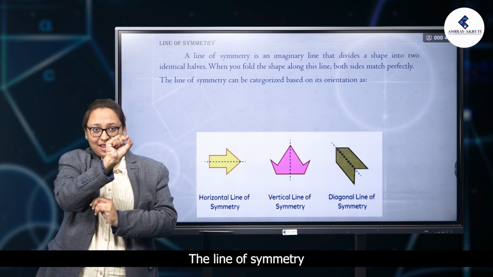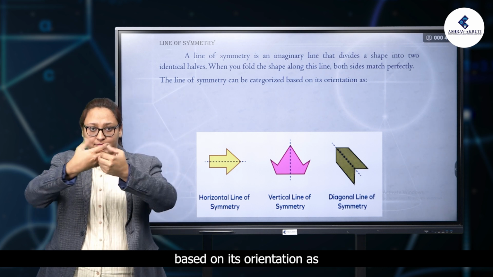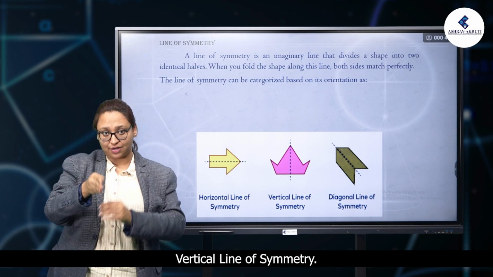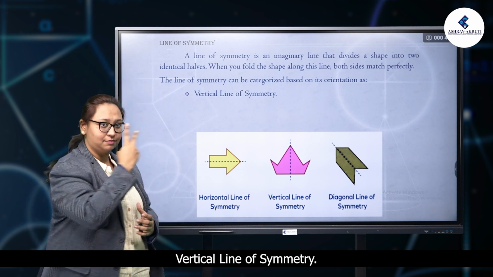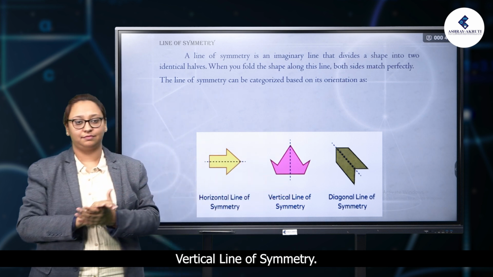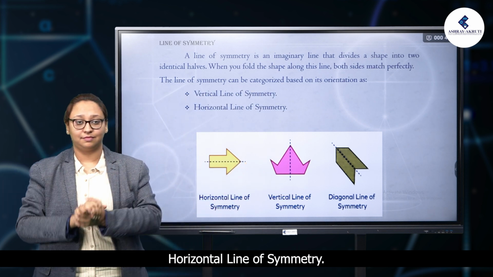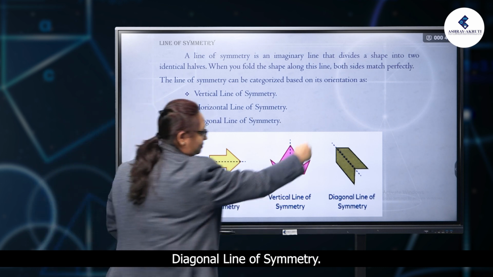The line of symmetry can be categorized based on its orientation as vertical line of symmetry, horizontal line of symmetry, diagonal line of symmetry.